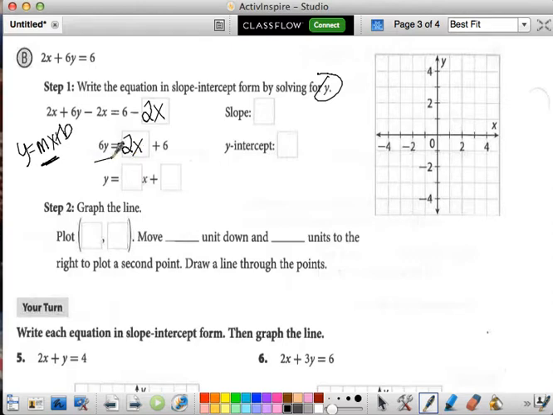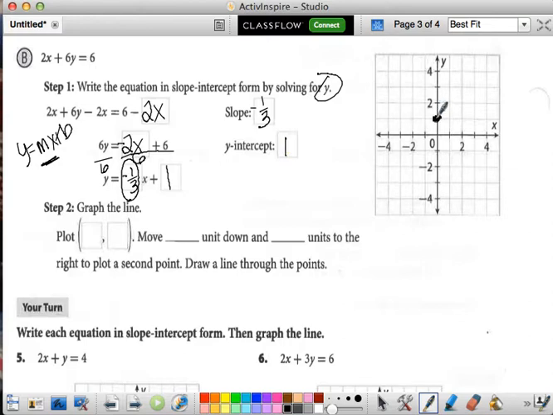And then I have to divide both sides by 6. And so I get negative 1/3 for my slope. And 6 divided by 6 is 1. So now I know, because this is my m, that my slope is negative 1/3. And I know my y-intercept is 1. And it's a positive 1 because it's a plus positive 1. Okay, so I know that when x is 0, y is equal to 1. And that's all I need.